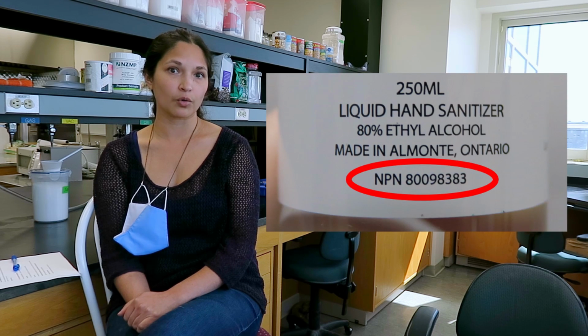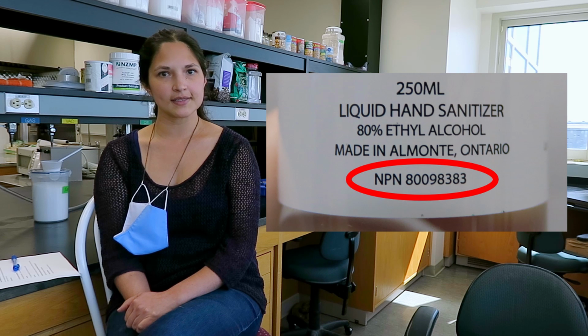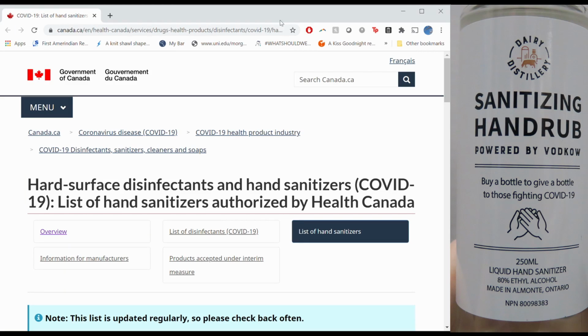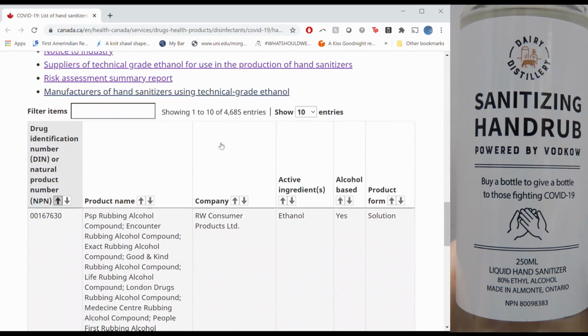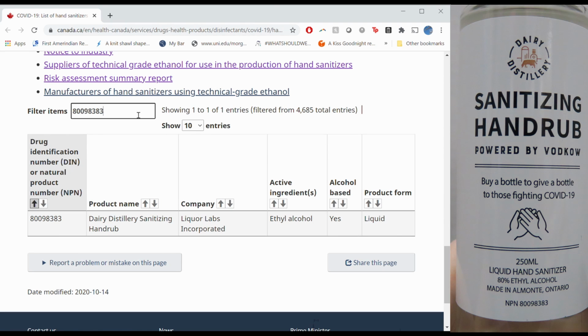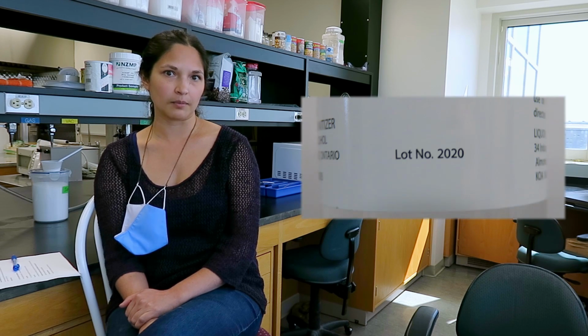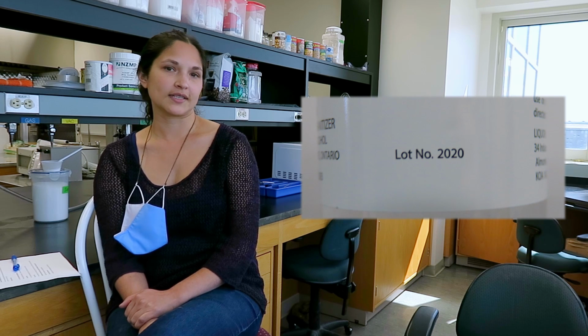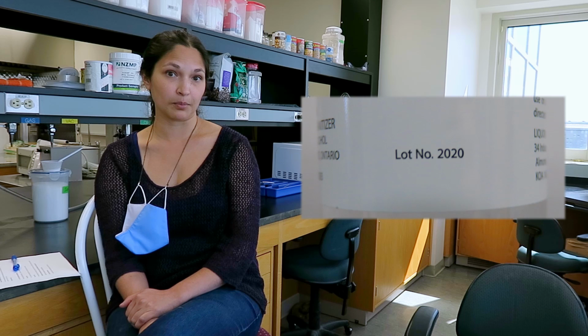There are two really important pieces of information that should be on the label. The first one is the drug identification number or natural product number. This is the licensing number issued by Health Canada. And this number should match what's in the Health Canada approved hand sanitizers database. We have found that it doesn't always, and that some companies have been trying to squeeze their hand sanitizer product through on an illegitimate registration number. And the other important piece of information is the lot number, which in the case of a recall is how you identify whether or not your product has been a problem.